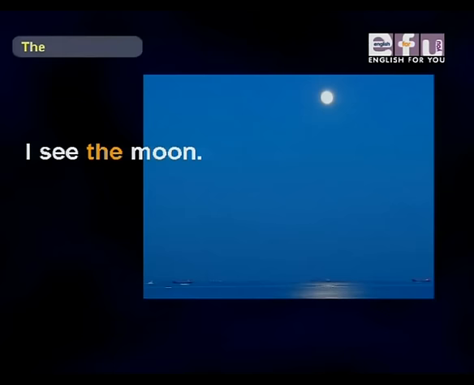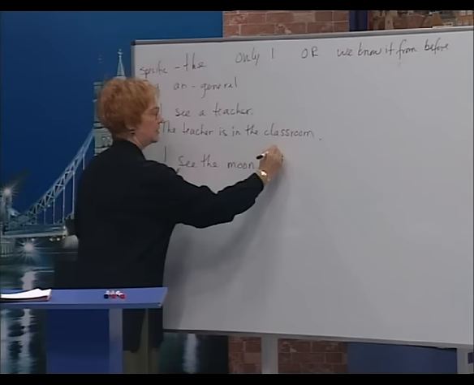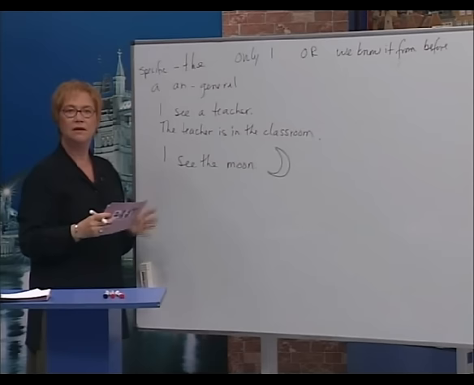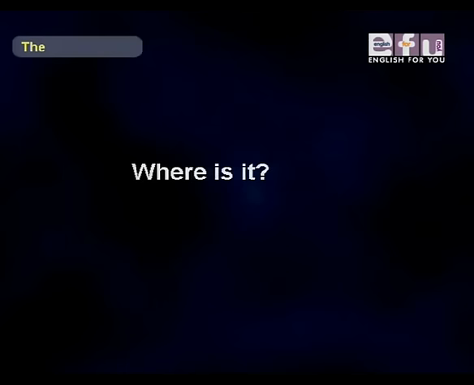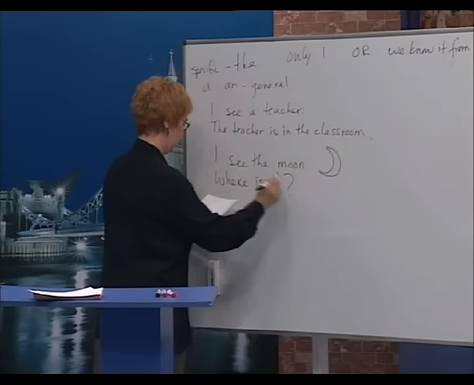Here's another example. I see the moon. In our world, there's only one moon. I see the moon, only one. Okay? Now, here is a new question. Where is it? Okay? Where is it?